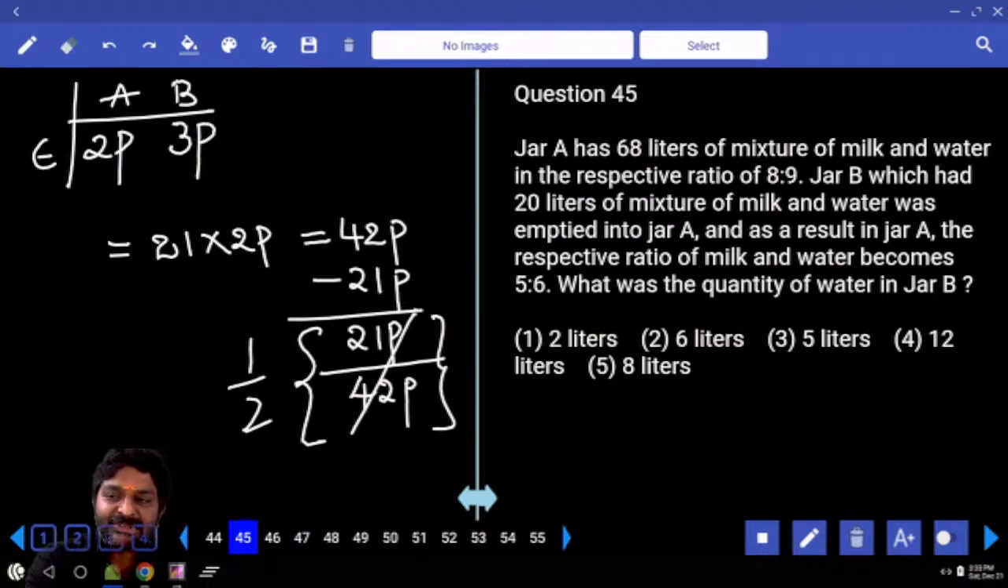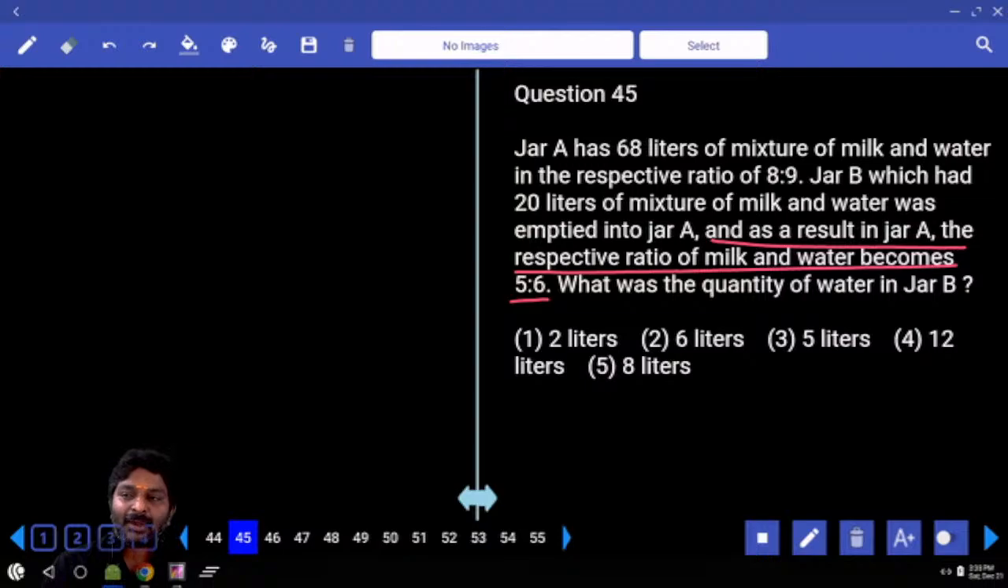Jar A has 68 liters of mixture of milk and water in the respective ratio 8:9. Jar B, which had 20 liters of mixture of milk and water, emptied into jar A. That means poured into jar A. B is added to jar A. As a result, in jar A, the respective ratio of milk and water becomes 5:6. What was the quantity of water in jar B? Water quantity in jar B.